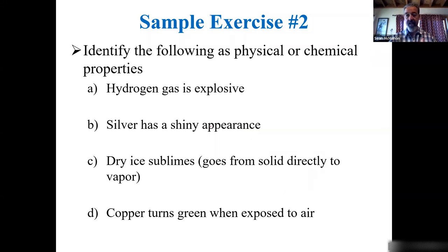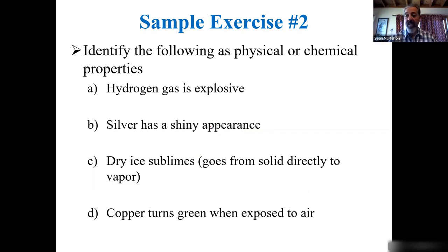So with that being said, let's see, is it a physical or a chemical property with these 4 examples? So you can pause the video if you have the sheets and fill it in, or when you're ready, we can just go right through it and you can unpause.